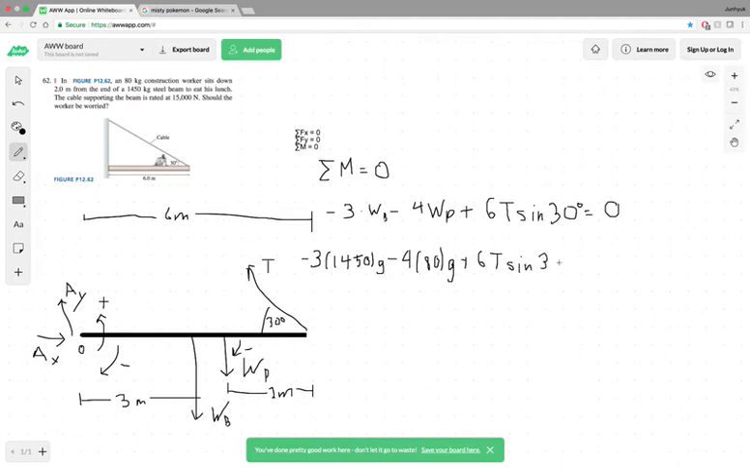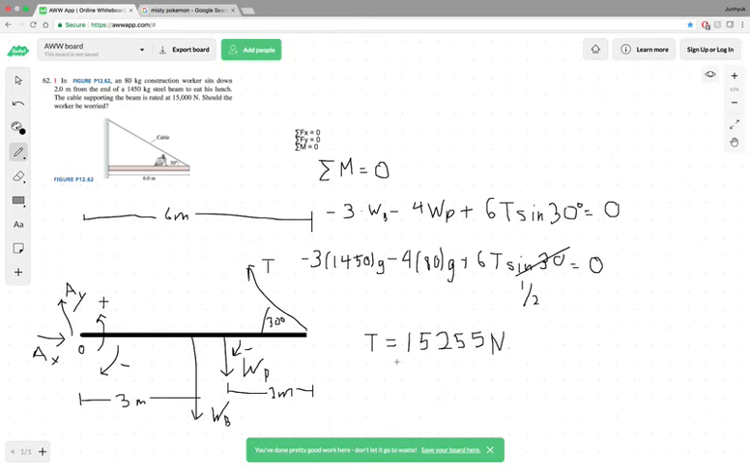And this might be just helpful to know or memorize. This sine 30 degrees is always equal to 1/2. Just trig knowledge, and we effectively get that this whole thing is equal to 0. Now, we know every single thing here, and we're just going to solve for our T value. And if we plug this in, we actually get that this T is 15,255 newtons.